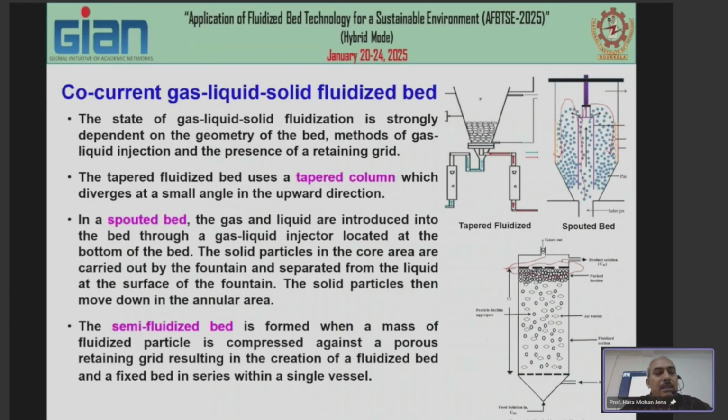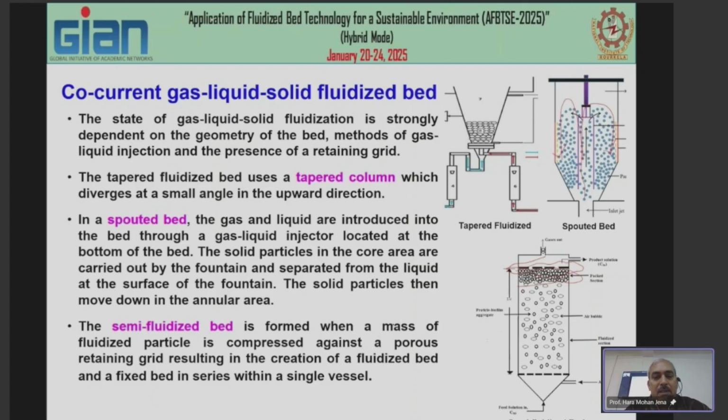As the liquid and gas velocity is increased through the bed of solid particles, beyond the minimum fluidization condition, the height of the solids in the bed increases and it may reach the top of the vessel. And if we put a retaining grid towards the top, the solid particles will form a fixed bed at the top. You see, it is a fixed bed at the top, or it can be called a packed bed at the top.